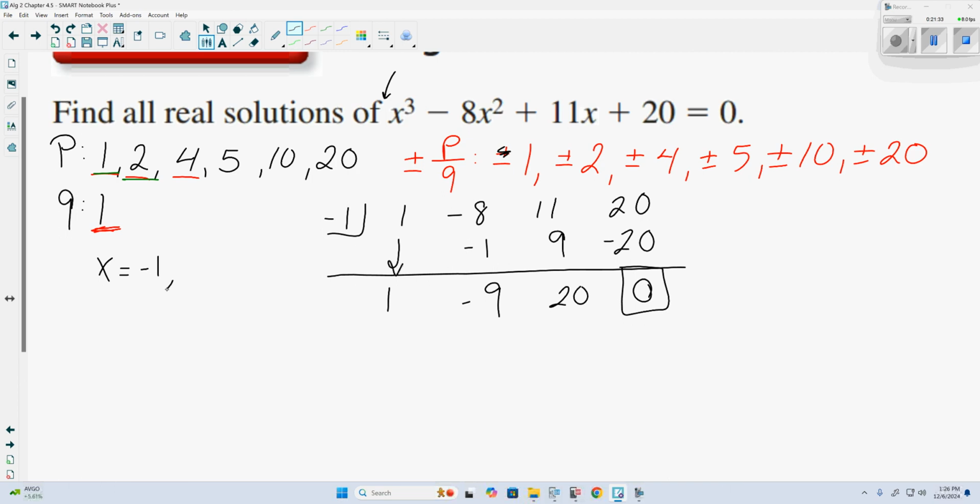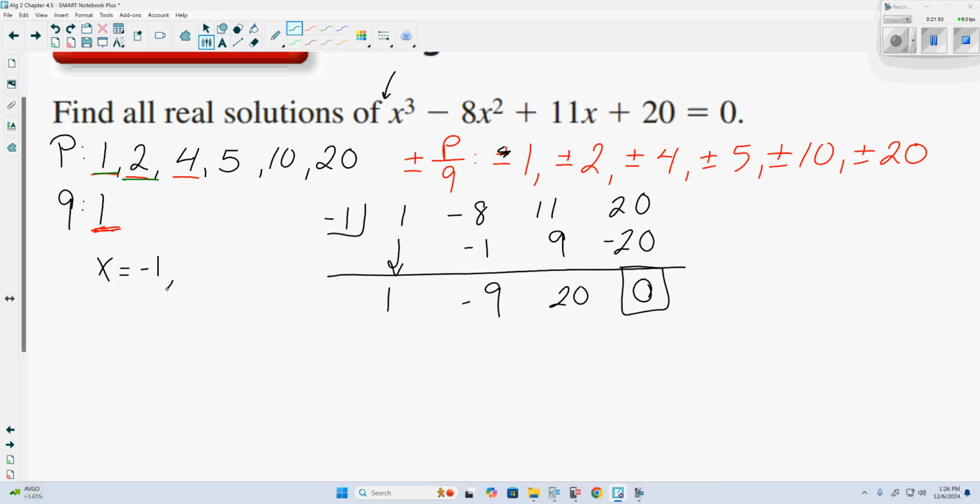Then we could try 2, -2, 3, -3, 4, -4, 5, -5, 10, -10, 20, -20, and see which one works. That's a lot of guess and check, yes? Questions? At what point?